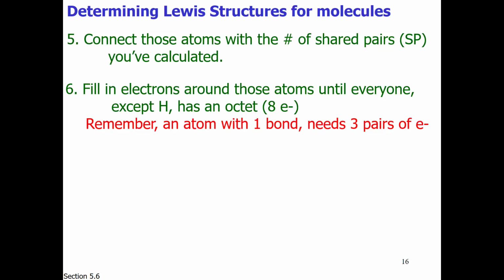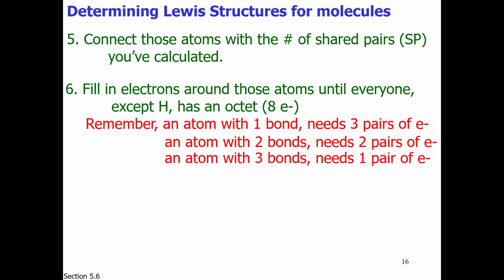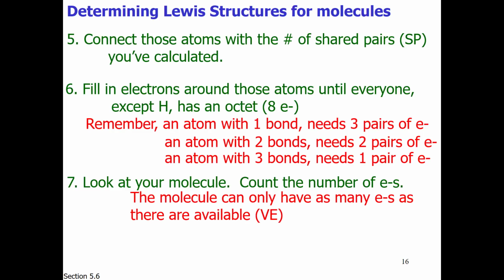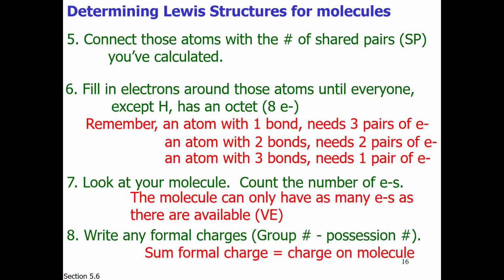Remember, an atom with 1 bond needs 3 pairs of electrons. 2 bonds needs 2 pairs of electrons, and 3 bonds needs 1 pair of electrons. Look at your molecule. Count the number of electrons. You should only have the sum of the valence electrons and the charge. Formal charges, we'll worry about that for the next lecture, so don't worry about that quite yet.